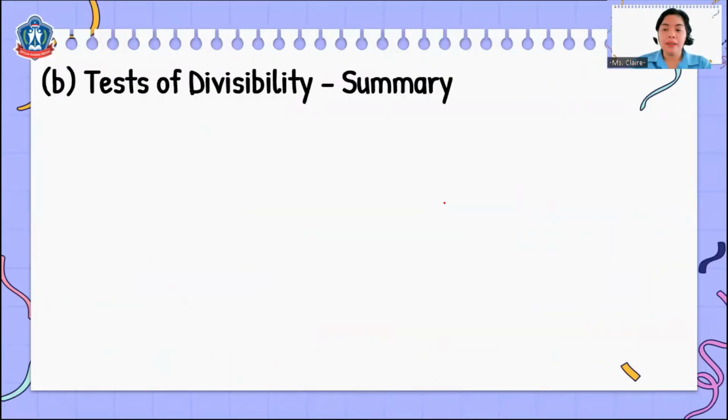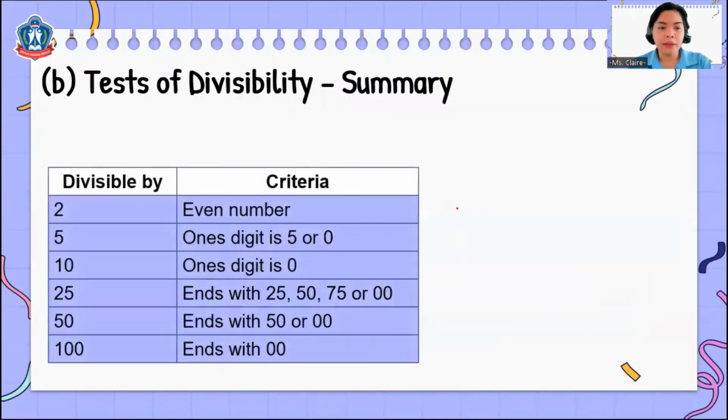Test of divisibility. Take a look here. This is our summary. A number is divisible by 2 if it is an even number, which means it ends with 0, 2, 4, 6, or 8 in the ones digit. It is divisible by 5 if the ones digit is 5 or 0. It is divisible by 10 if the ones digit is 0.